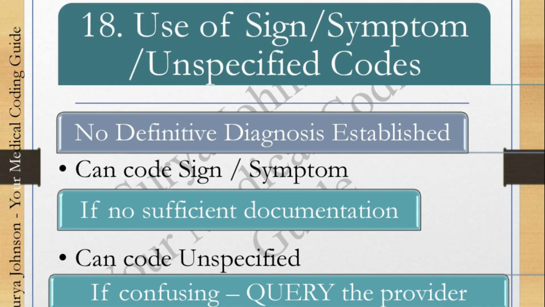Number 18 is the use of signs, symptoms, and unspecified codes. When there is no definite diagnosis established, then you can code the signs and symptoms. We saw this earlier in the same video: when you can code a sign and symptom, and when you cannot. So if there is no definite diagnosis established yet, you can code signs and symptoms. If there is no sufficient documentation available, like there is no specificity in the documentation, then you can go ahead and code that as an unspecified code. If you still have any confusion about whether to choose the sign and symptom or the unspecified code, in that case you can directly query the provider.